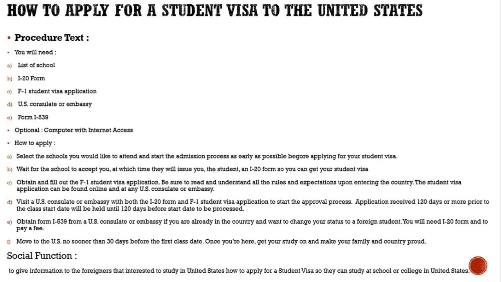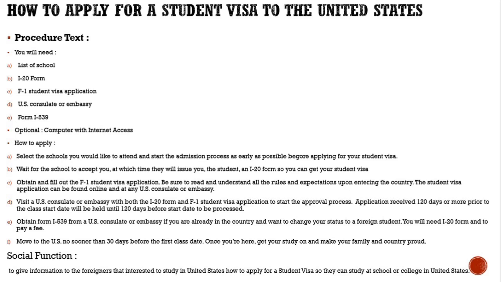Hello everyone, my name is Cornellius Yusuf Rombot, and I'm going to talk about how to apply for a student visa to the United States. You will need 1. List of schools, 2. I-20 form, 3. F1 student visa application, 4. U.S. consulate or embassy, and 5. Form I-539. Optional, computer with internet access.